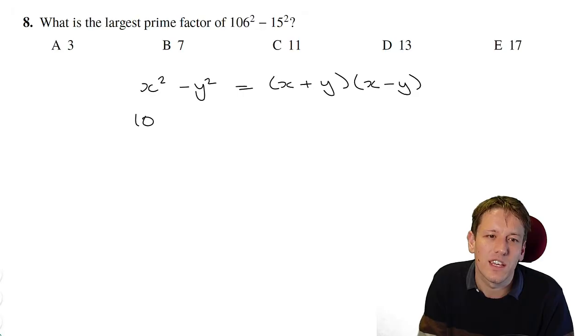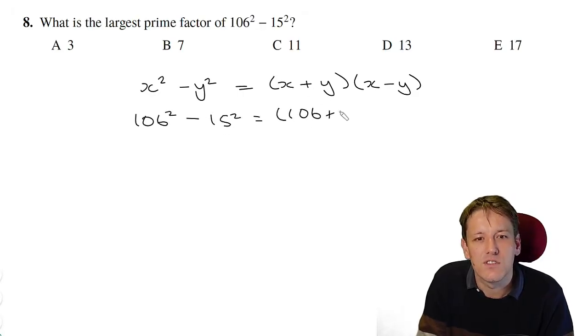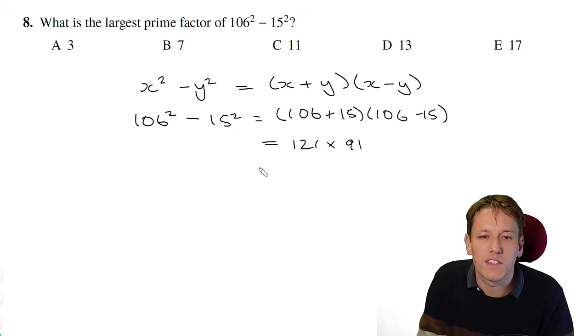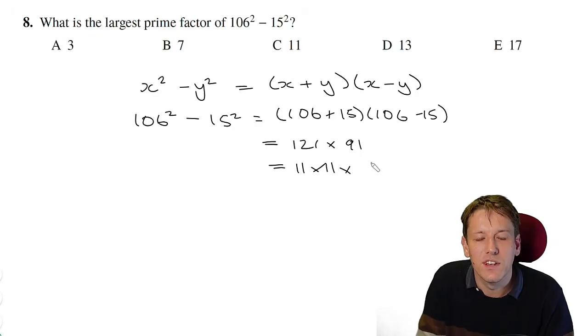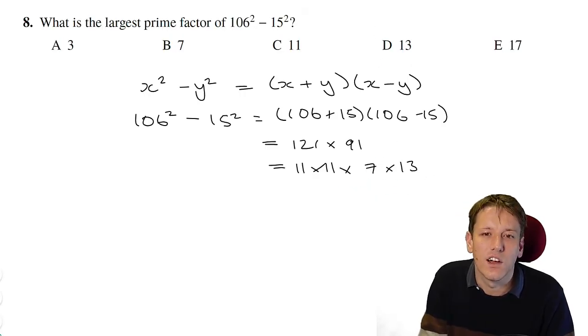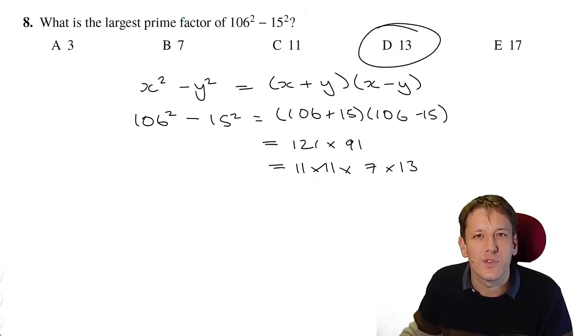So if I take 106 squared minus 15 squared, that's the same as 106 plus 15 times 106 minus 15. That gives me 121 multiplied by 91. 121, of course, is 11 squared, 11 times 11, and 91 is 7 times 13. So the prime factors of the answer here are 7, 11, and 13, and the largest one of those is 13, and so the answer is D.